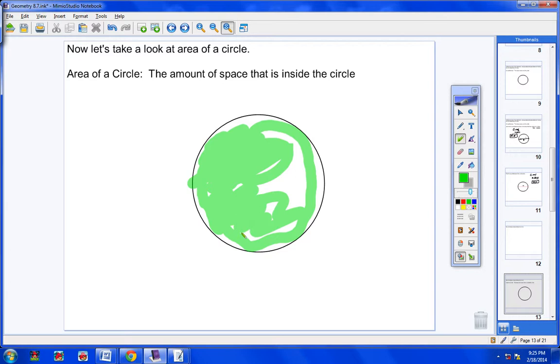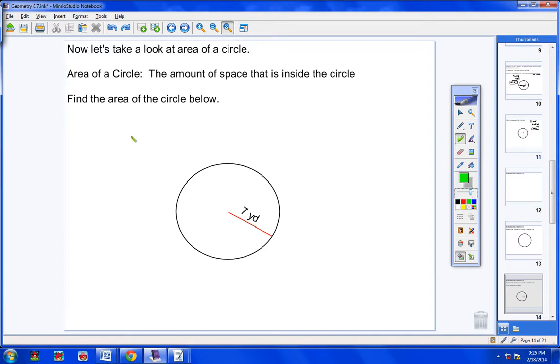That's what area is. So if you wanted to find how big you wanted a pool cover to be, you would find the area of the circle pool. Okay, and then you would know how big of a pool cover to purchase. All right, so that's what area is. It's the space inside of a circle. Let's go ahead and try one of these problems. Let's find the area of the circle below that has a radius of 7 yards.